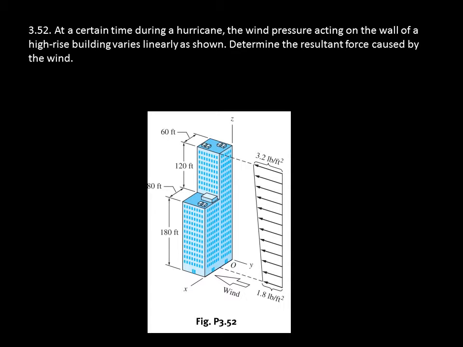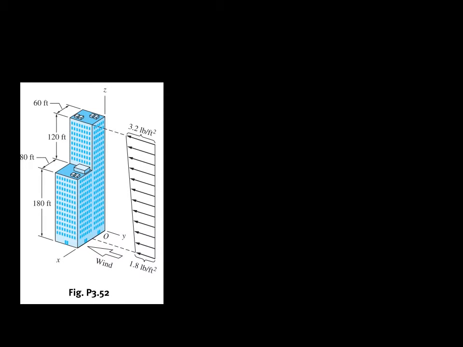At a certain time during a hurricane, the wind pressure acting on the wall of a high-rise building varies linearly as shown. Determine the resultant force caused by the wind. Let us first identify what is required in this problem. Since we are given the distributed load in this figure, we need to take into account the area of application in the system.